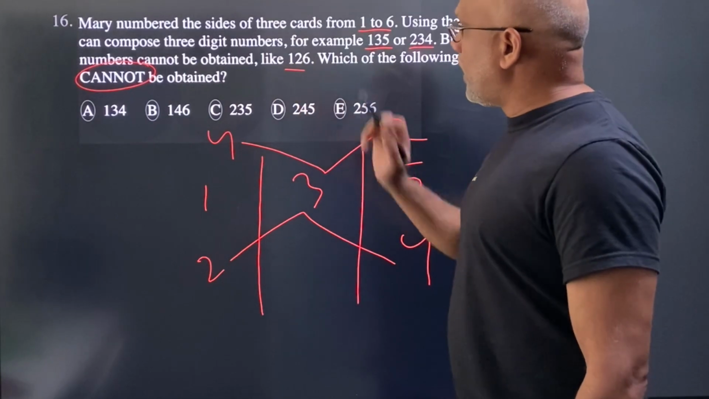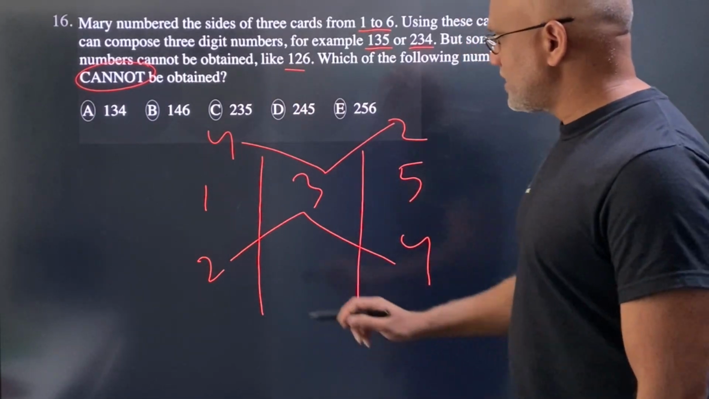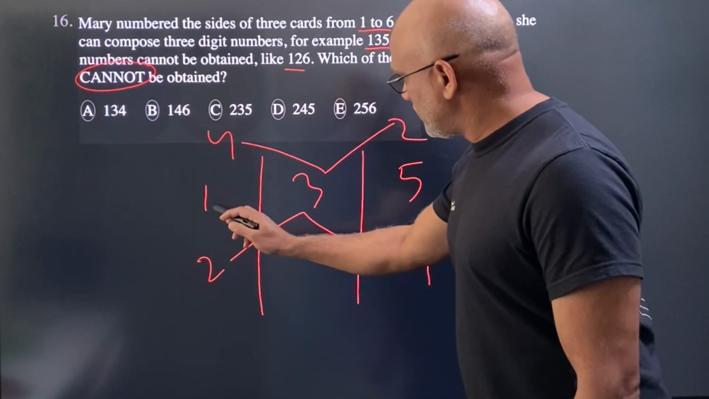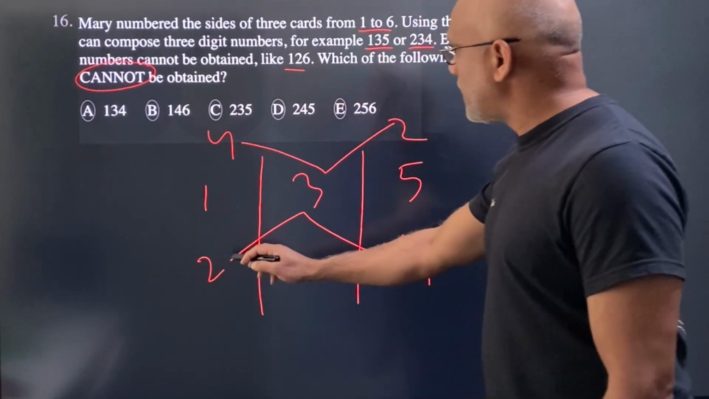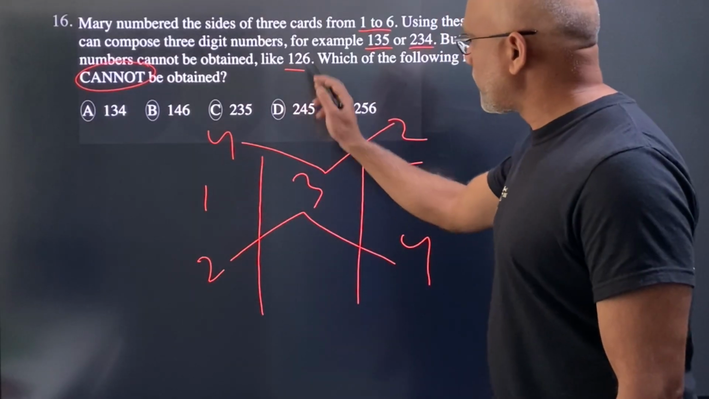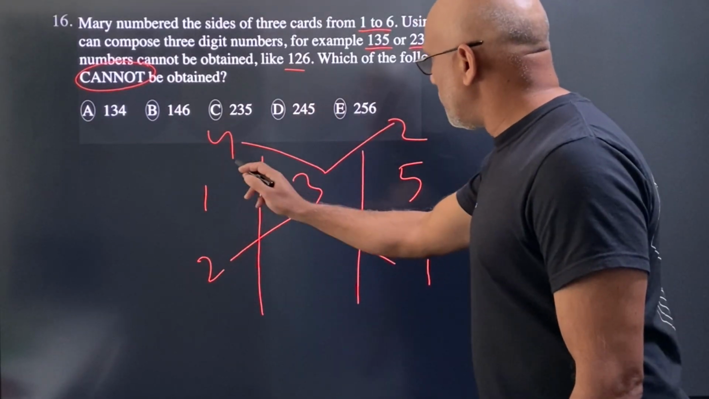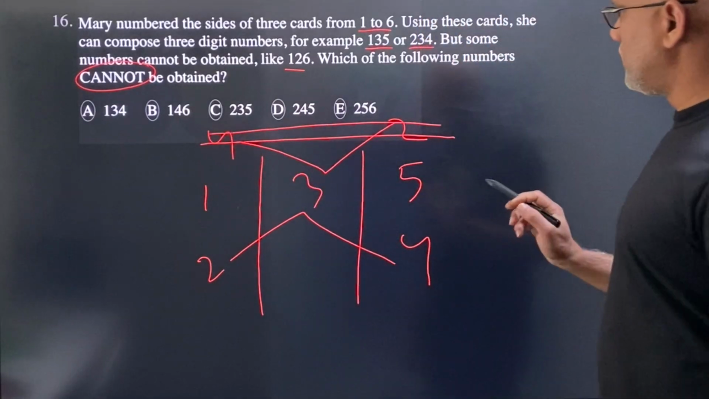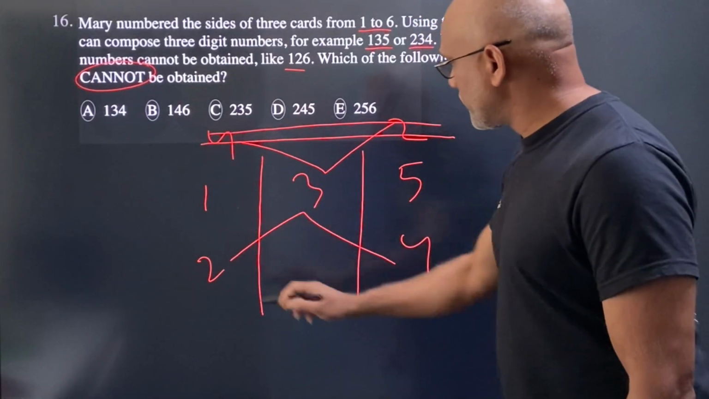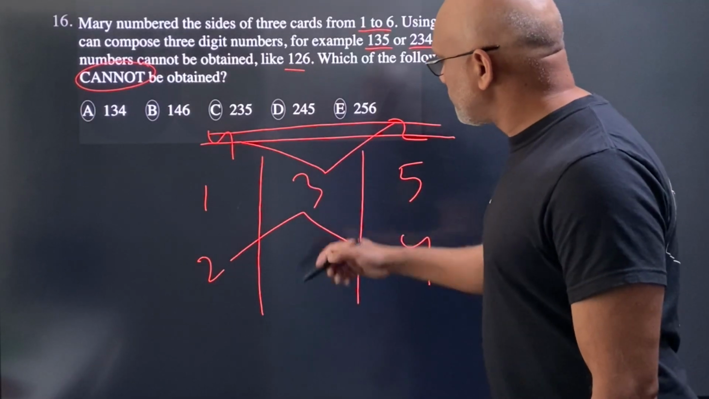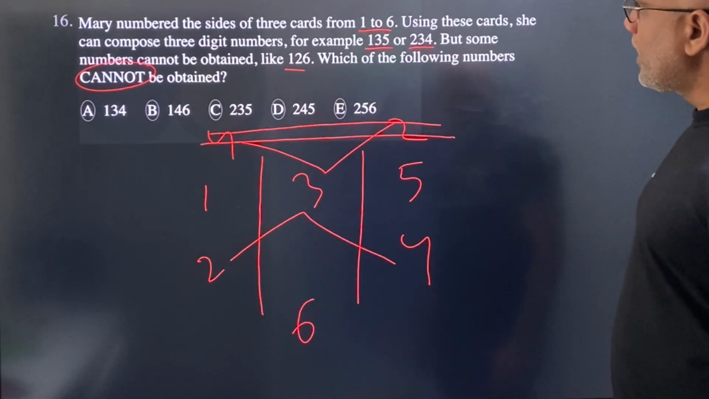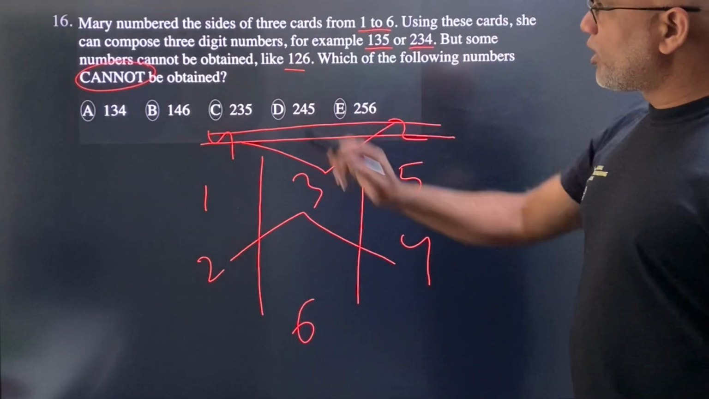I cannot make 1, 2, 6. That means this 1 and 2 must be on the same card, right? That's why I cannot make 1, 2, 6, right? So that means this configuration is not the one. This is the configuration, and on the other side of card 3 has to be the number 6. Okay. So which of the following numbers cannot be obtained?